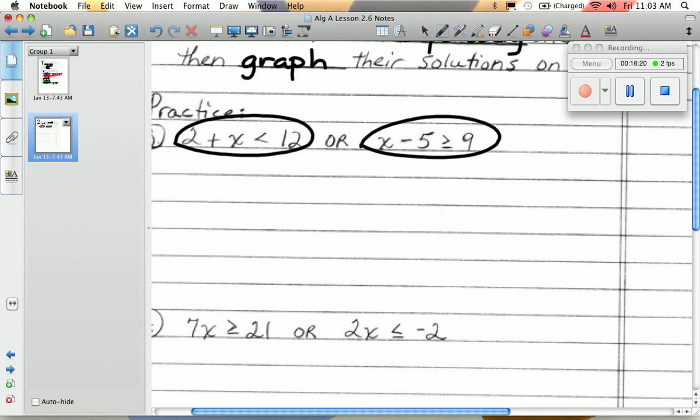So what are we going to do in the first one? 2 plus x is less than 12. What should we do? Subtract 2. And now x is alone, is less than 10. Bring down the word or.